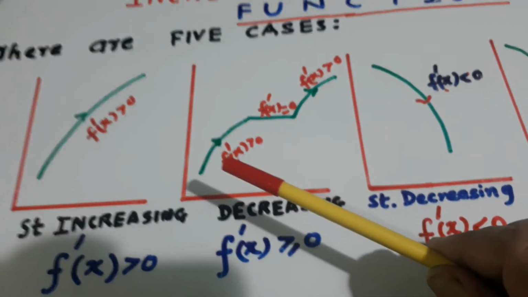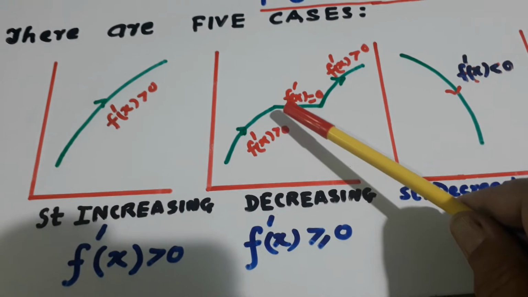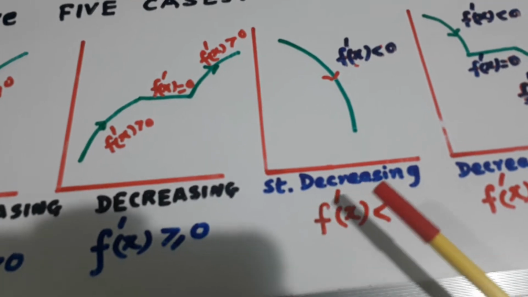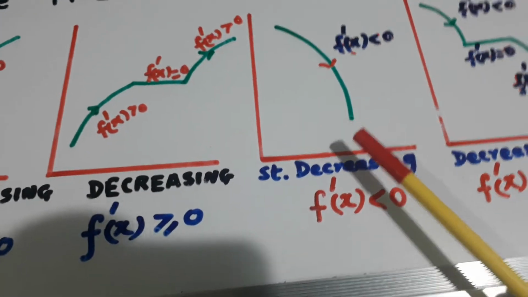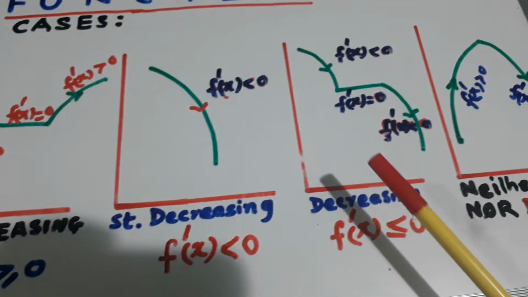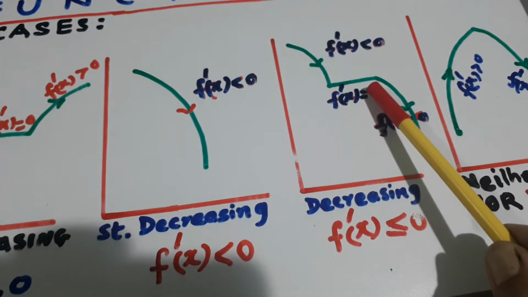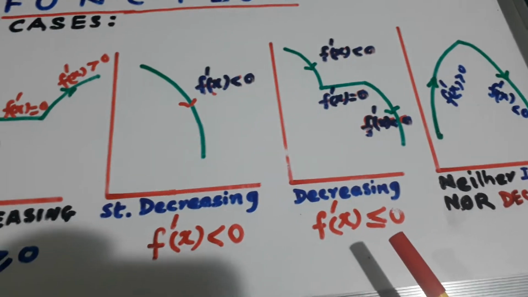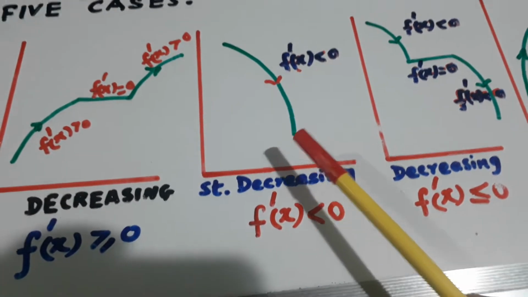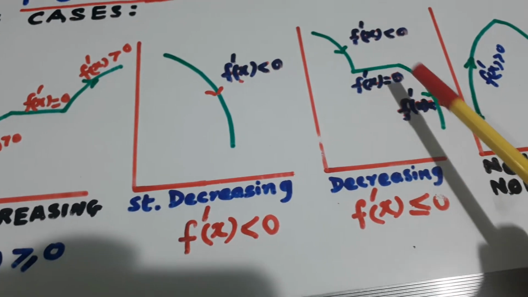Decreasing, look here, this is decreasing here and then it has become stable, again it is increasing. Now look here, this curve is strictly decreasing, it is decreasing, decreasing and decreasing. And in this case, it is decreasing and has become stable, then it is again decreasing. In case of strictly decreasing, it is strictly going down. And here, it is going down, becomes stable, then again goes down.